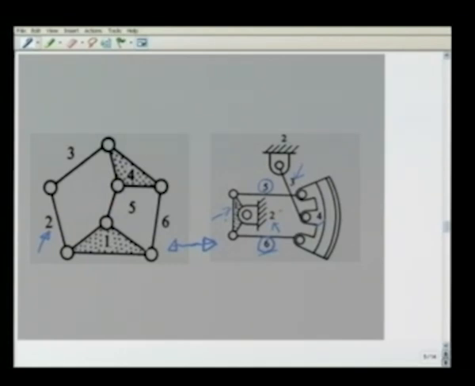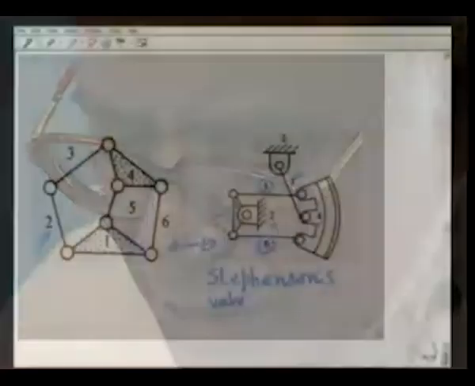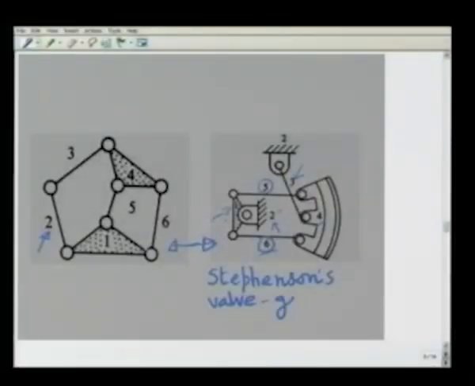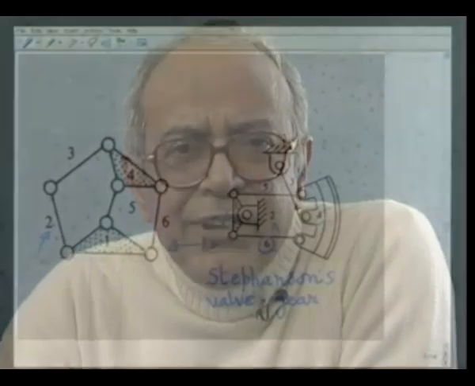This is known as Stephenson's valve gear mechanism, which is used in a steam engine. So we have seen 6 link chains which consist of 4 binary links and 2 ternary links and various combinations which are possible as Watt's linkage or Stephenson's linkage. Let me now consider the next higher order link possible to give you the flavor of number synthesis.